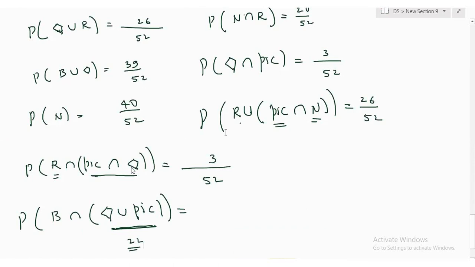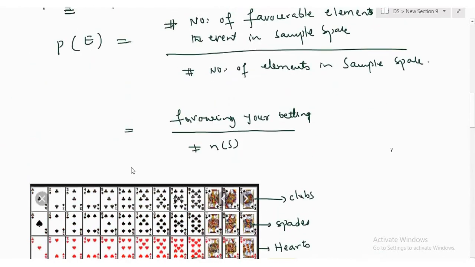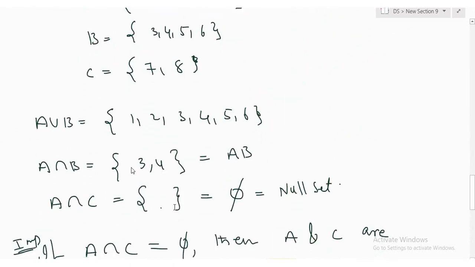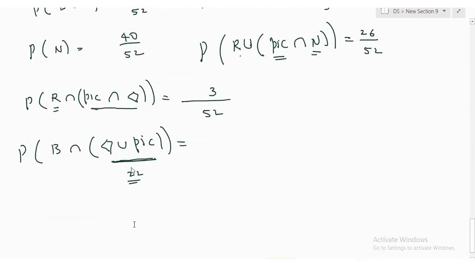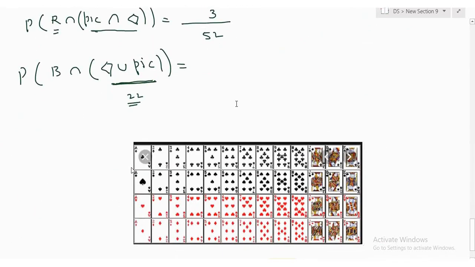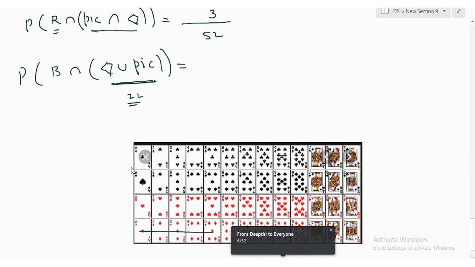Let me go and look at. I will bring this picture. Okay. Now diamond union pictures. Diamond union pictures is nothing but this. How many cards am I getting? As well as this.